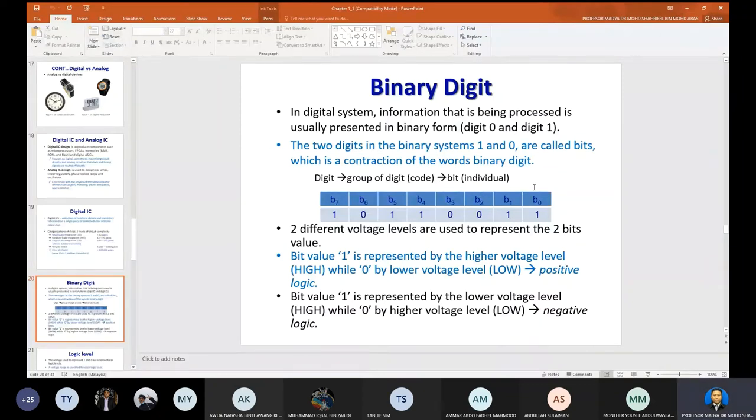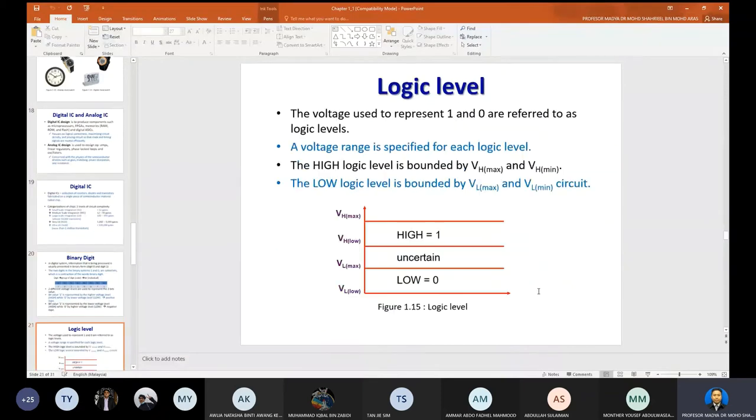And then 2 different voltage levels are used to represent the 2 bit values. The 1 is represented as the higher voltage level, and 0 represents the lower voltage level. That we call positive logic. And for the value 1, if it is represented by the low voltage, and 0 is the high voltage level, we call that negative logic. So you can see the figure here, maybe it is clearer here.